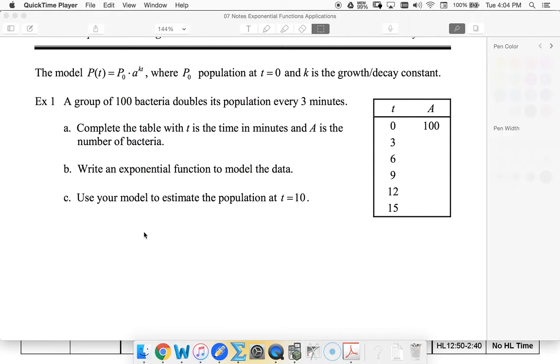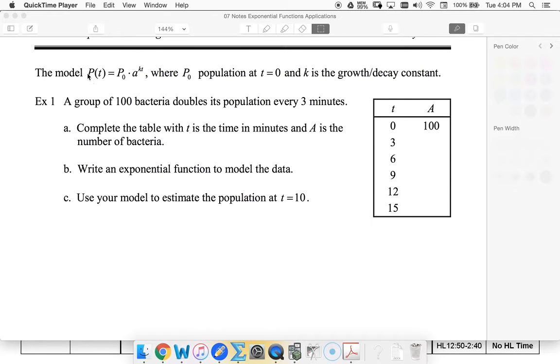All right, so now we're into applications of exponential and logarithmic functions. And the most common application for an exponential function is talking about how a population grows. So generally we use this formula. So it's a function of time. So P of t is our population.